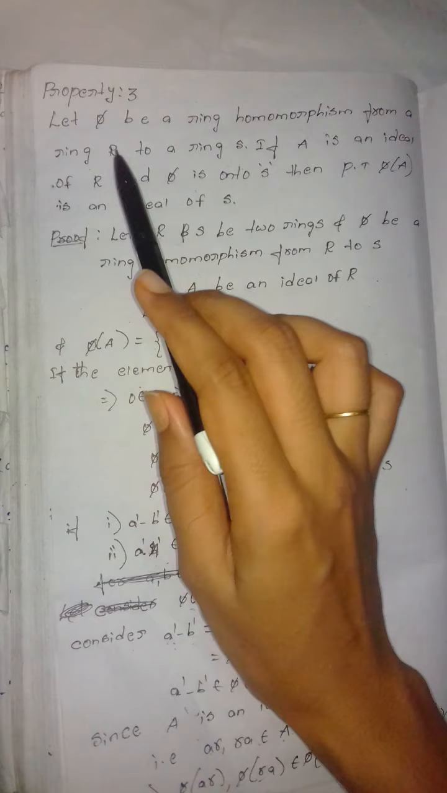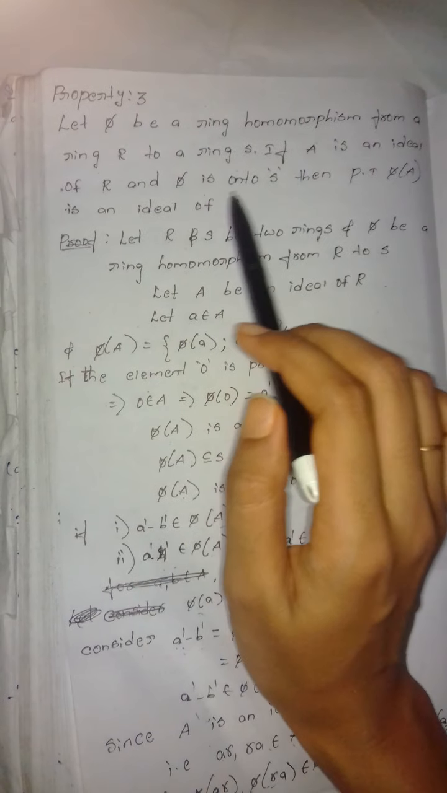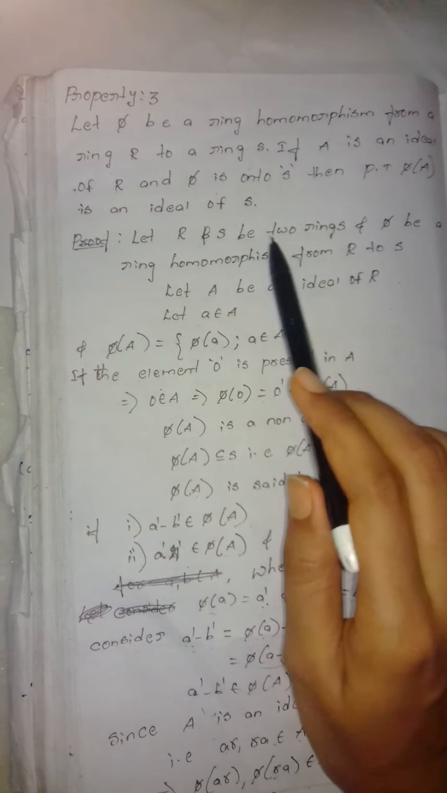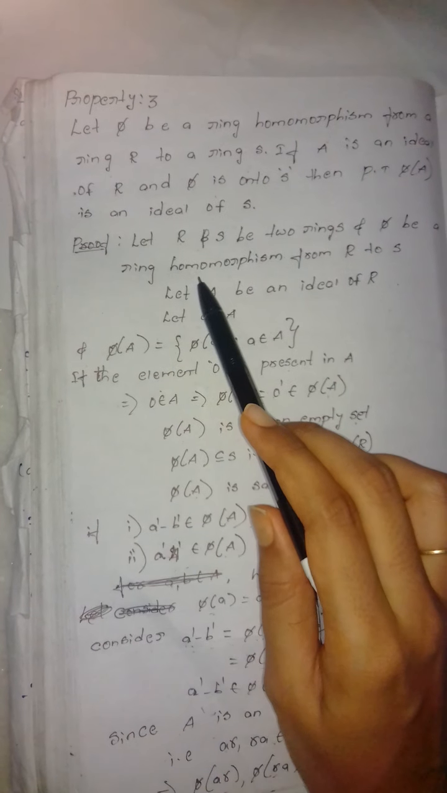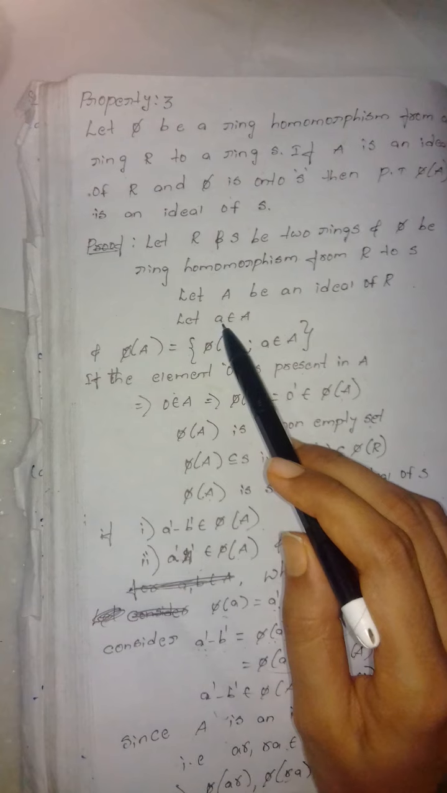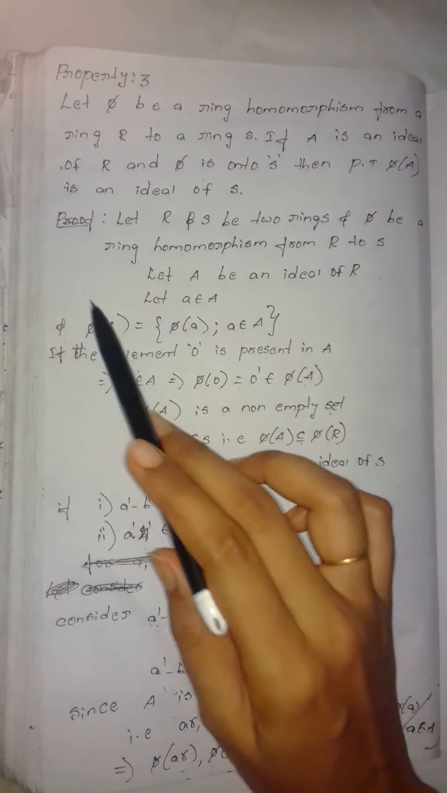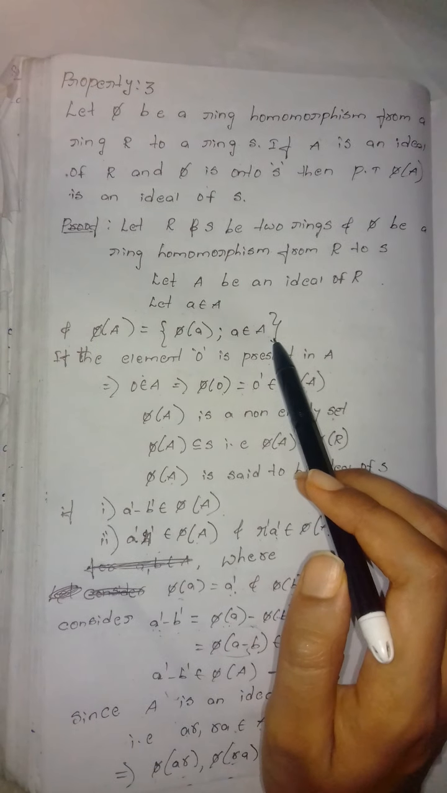Next, property 3. Let pi be a ring homomorphism from a ring R to a ring S. If A is an ideal of R and pi is onto S, then we have to prove pi of A is an ideal of S. Let R, S be two rings, already given in the statement, and pi is a ring homomorphism, and A is an ideal of R. Here I am taking an element a belongs to A. From the previous theorem, if a belongs to A, we have the set pi of A equals pi of small a such that a belongs to A.